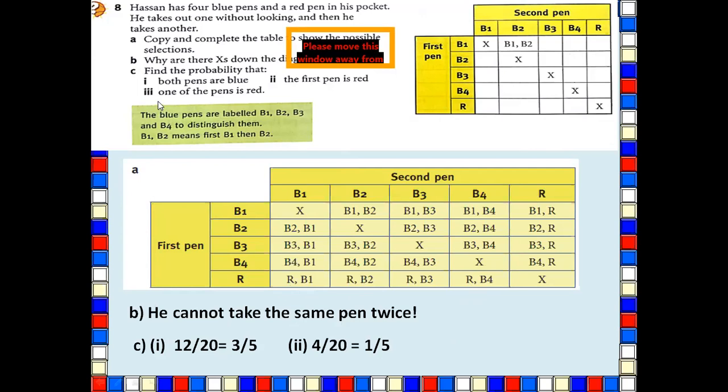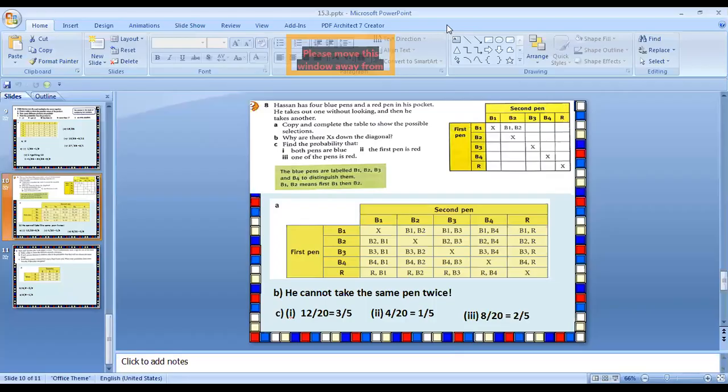Yeah, the last one, one of the pens is red. Yes, Lien. 8 out of 20. Any of the colors is red? Yes, 8 out of 20, because it can be the first or the second. Yes, excellent. So we have 1, 2, 3, 4, and 5, 6, 7, 8. So it's 8 out of 20. Yes. So that's what I wanted to discuss with you from last time.